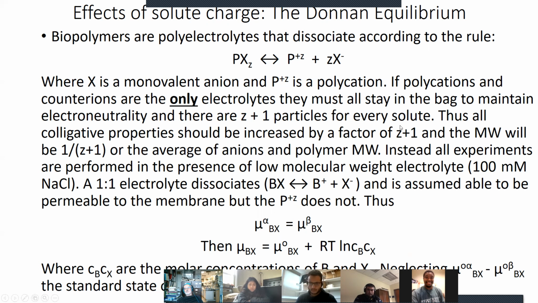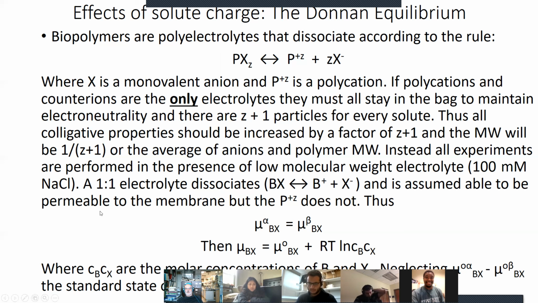All right, so this, it turns out, is one of the reasons that we perform experiments in low molecular weight electrolytes. We usually do experiments in 100, 150 millimolar salt. I'm saying sodium chloride here, but it could be any number of things. Biological solutions also have appreciable amounts of salt. Generally speaking, it's around 150, 170 millimolar in solutions like serum.